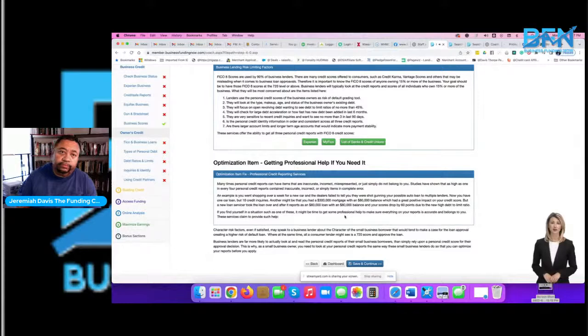When applying for a small business loan, most small business lenders are looking at the factors that are common to higher risk borrowers, and therefore higher risk of default business loans. Business lenders are far more likely to look at and read the personal credit reports of their small business borrowers rather than simply rely on a personal credit score for their approval decision. As a small business owner, you need to look at your personal credit reports the same way business lenders do so that you can optimize your reports before you apply.